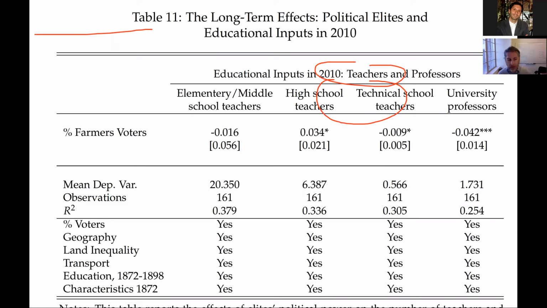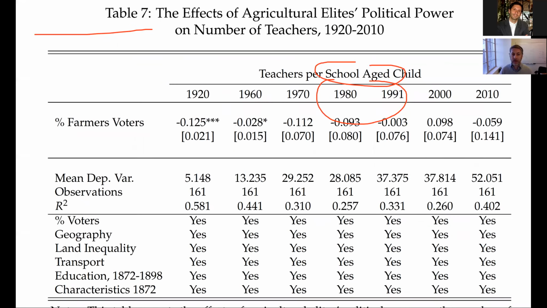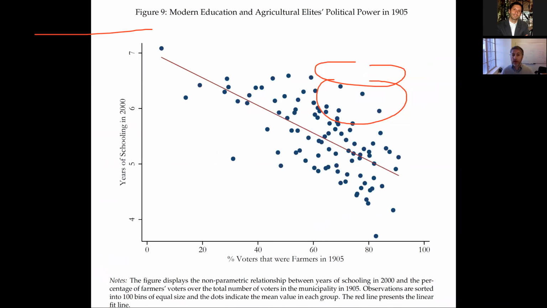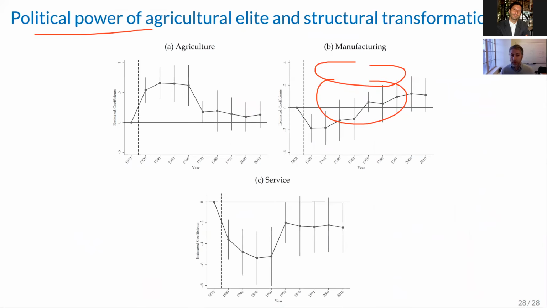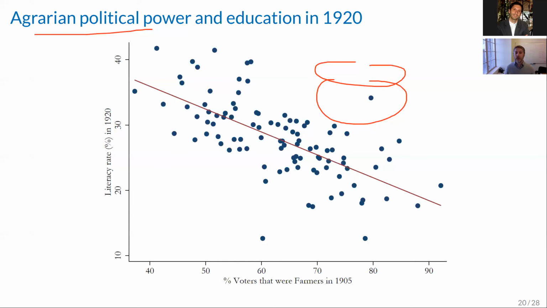But let me take 30 seconds just to summarize what we found, what the paper is about. What we're interested in is trying to understand, is there a way that the identity of the elites at the beginning of the 20th century could have generated any type of differential effect in terms of who was in power, mapping into education. We find this very strong relationship in 1920, very strong, very, very robust.